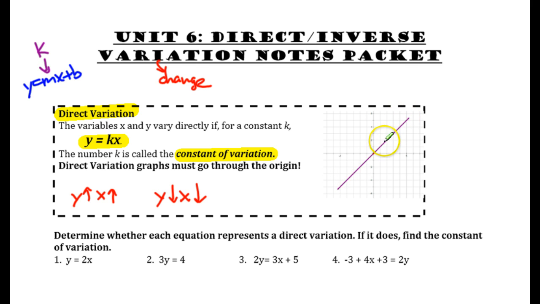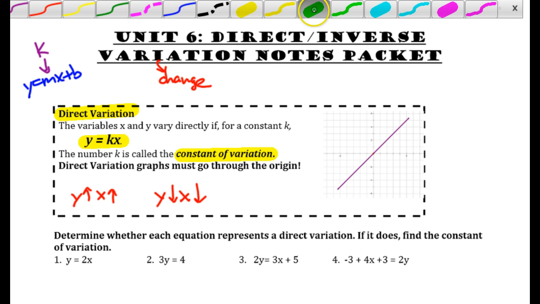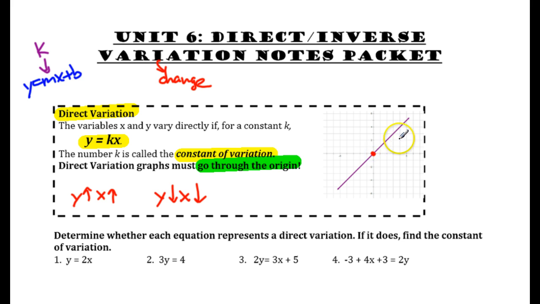Now, here's the other really important part of this graph. It's a straight line, but the graph of direct variation has to go through the origin. Remember, the origin is the very middle, 0, 0. If I come back to y equals kx, I don't have a y-intercept. That's why it's like plus 0. But this is what you would use for direct variation.